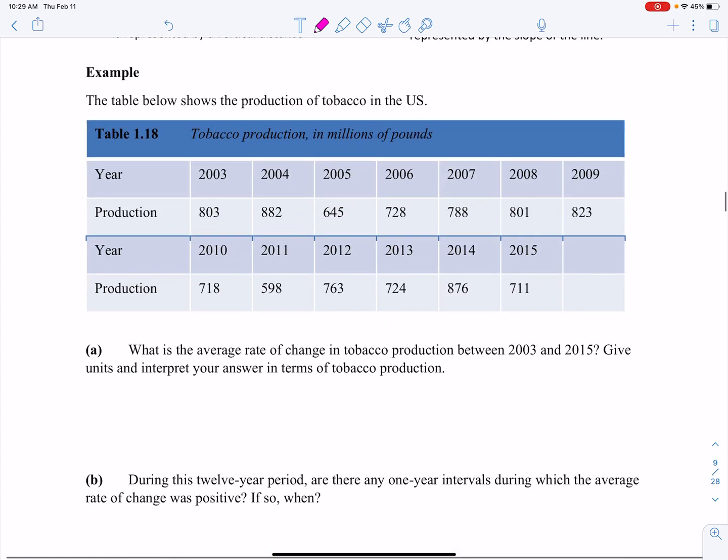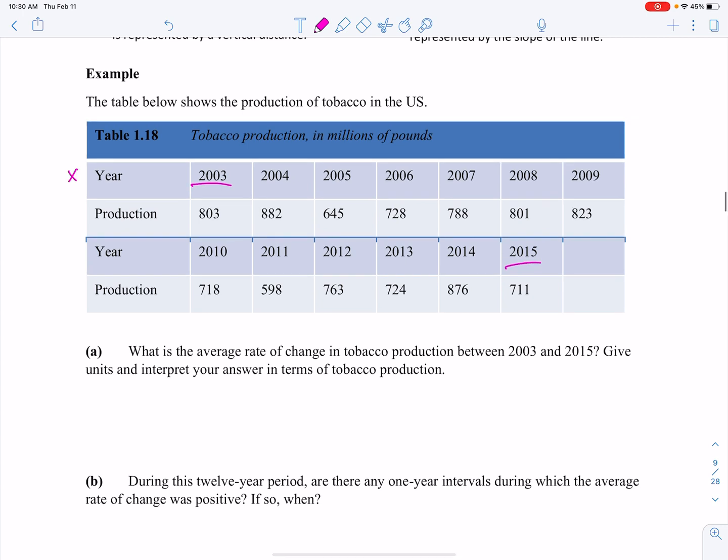Okay. All right, here's another example. So they give us a chart here of tobacco production in millions of pounds per year. Right. So we start with 2003 all the way to 2015. All right, and you can think of this like these are your x's, these are your y's, x's and y's.